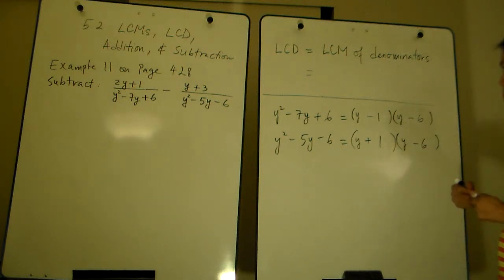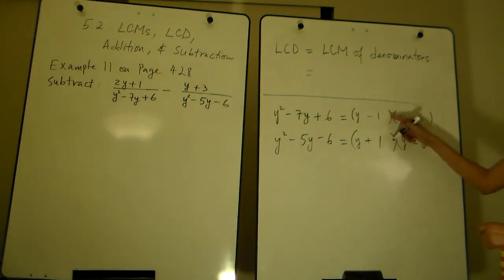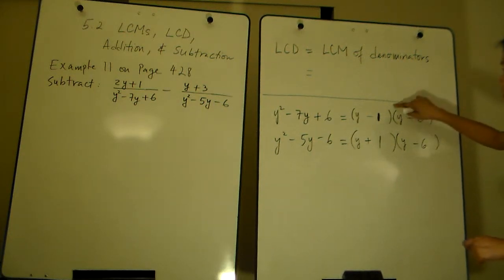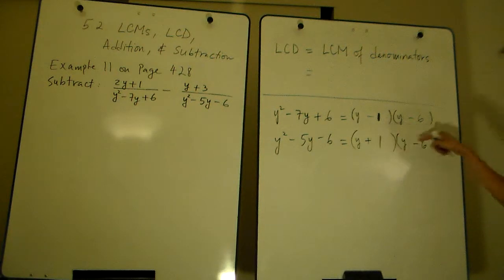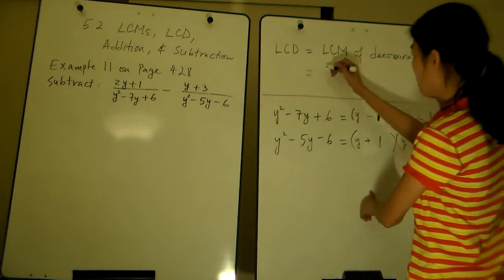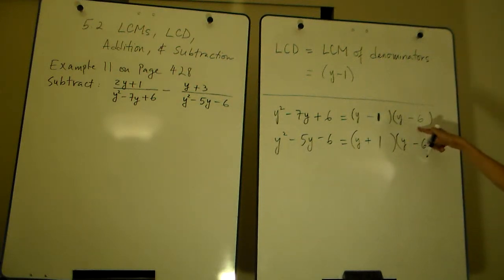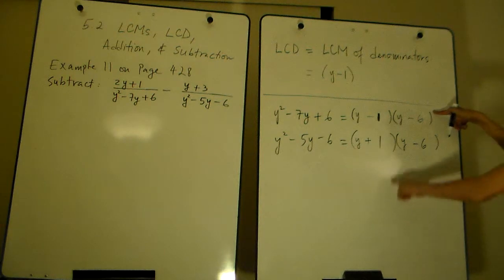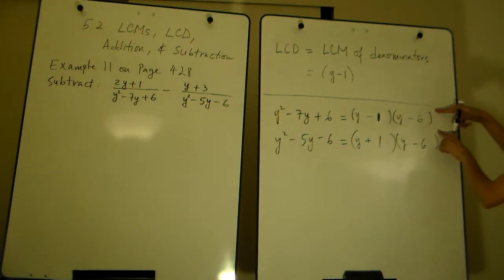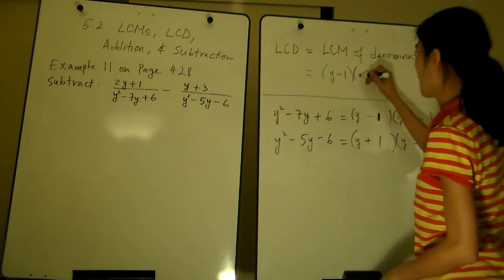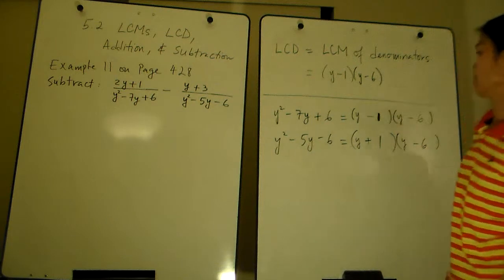Let's look at y minus 1. y minus 1 only occurs one time, right? Because this is raised to the first power. Okay, y minus 1 raised to the first power, only one time. Is there y minus 1 here? No. So the first factor is y minus 1. How about y minus 6? y minus 6 occurs only one time, okay, to the first power. Is there y minus 6 in the second denominator? Yes, there is. But it's also raised to the first power, occurs one time. So we'll say y minus 6, just one time to the first power.